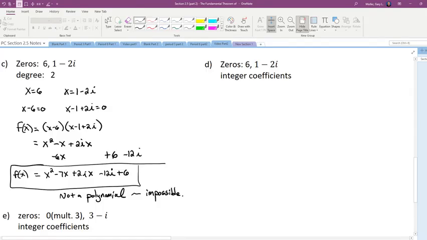So let's look at part D, which is the same question, but now I've taken off the requirement of how many zeros there are. So now we can use the same analysis and say, well, x equals 6, x equals 1. Hey, wait a minute. There's no way to have just 1 minus 2i. I'd have to have 1 plus and minus 2i. And so what polynomial would have created this?